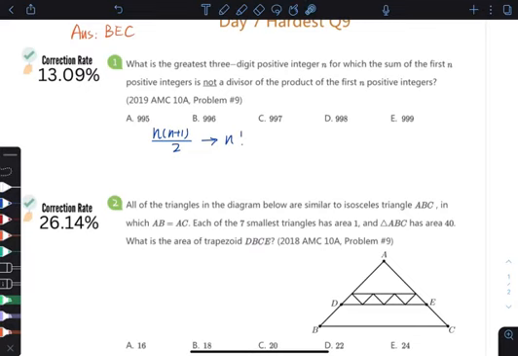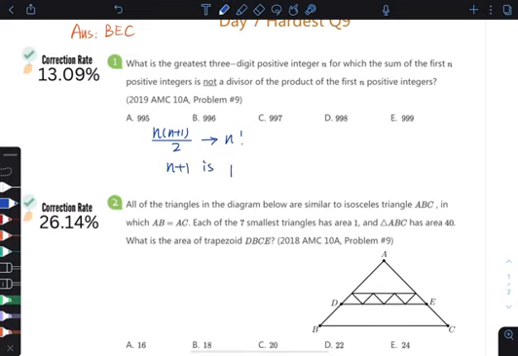And the thing you need to notice is that if n plus 1 is a composite number, its factors must be less than n, which indicates this expression is a divisor of n factorial. So you need to guarantee n plus 1 is a prime number. Now let's think about the greatest 3-digit positive prime number. That must be 997, and that means n is equal to 996, which is option B.